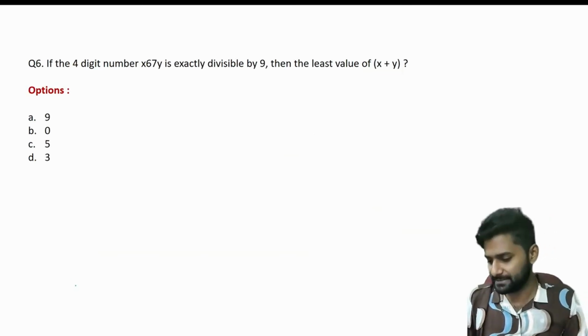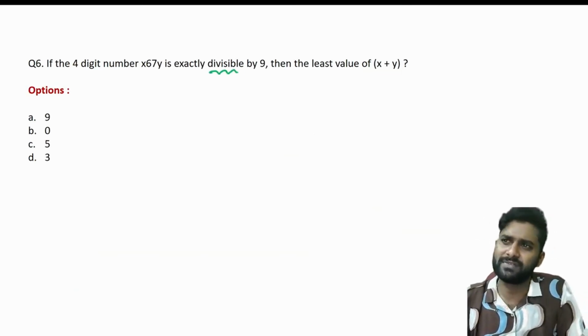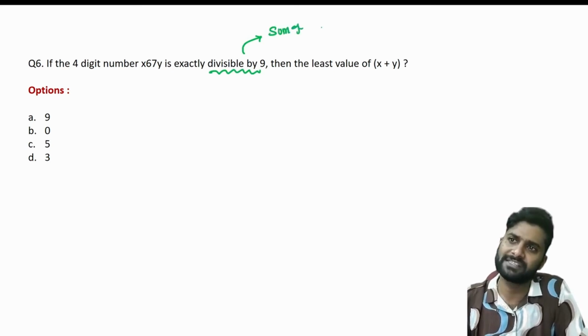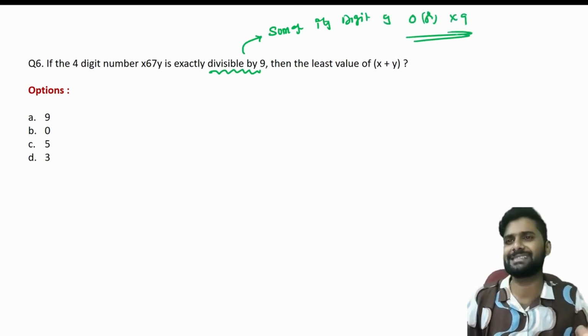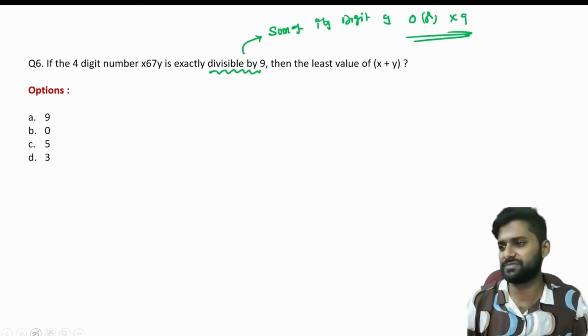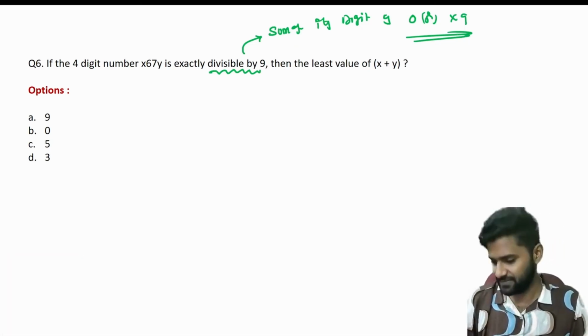Question number 6. What is the divisibility property of 9? You already know the property here: if the sum of its digits is either 0 or a multiple of 9, then the number is always divisible by 9 itself.